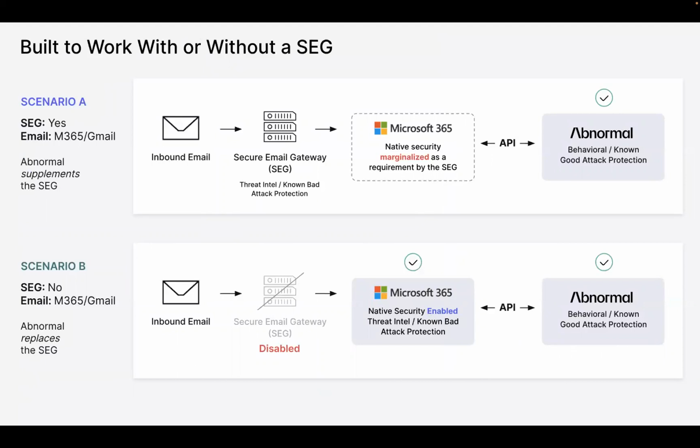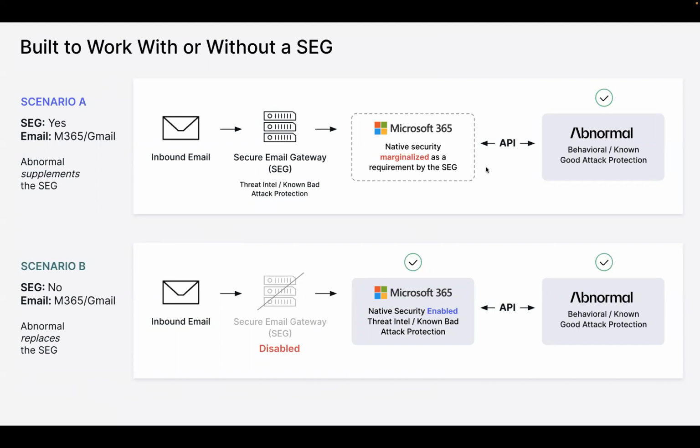What type of requirements are really needed? The idea with this particular slide is, regardless of whether a customer has any type of email gateway in place today, which is scenario A, have Office 365 as your email platform, or maybe Gmail, and there is an email gateway that's maybe doing the threat intel or the known bad attack type of protection, we can still connect to Microsoft Office 365 and provide visibility over the more advanced attacks, right?